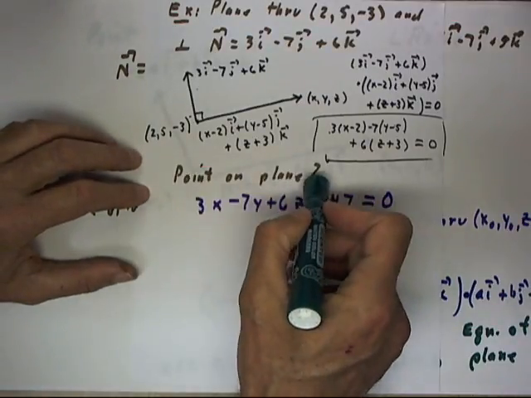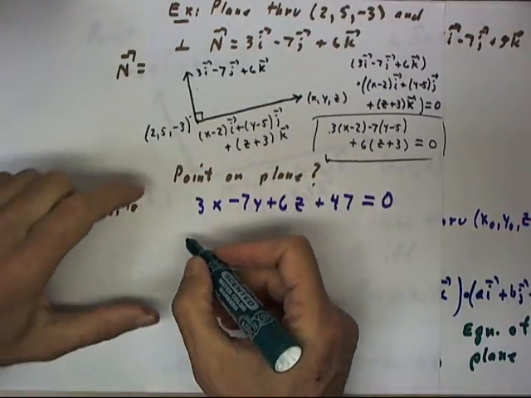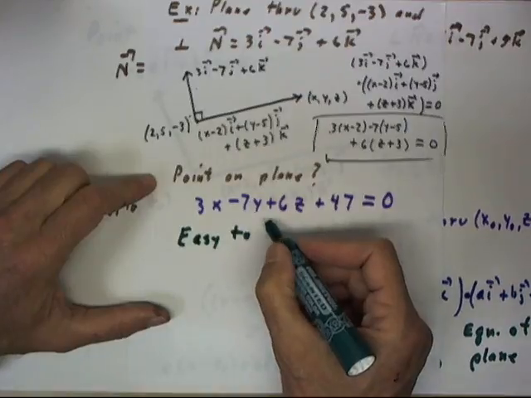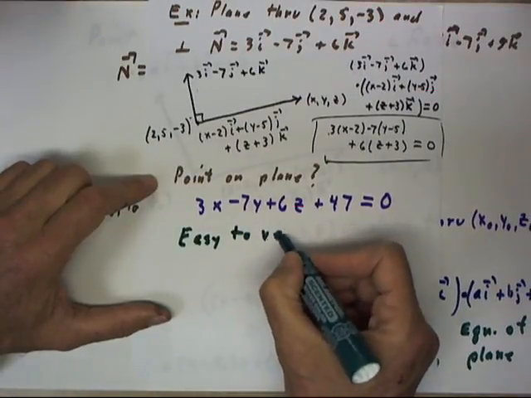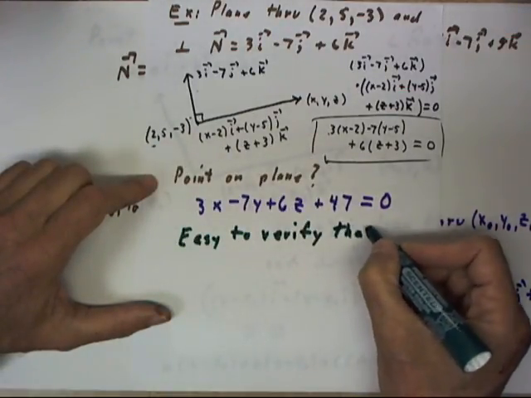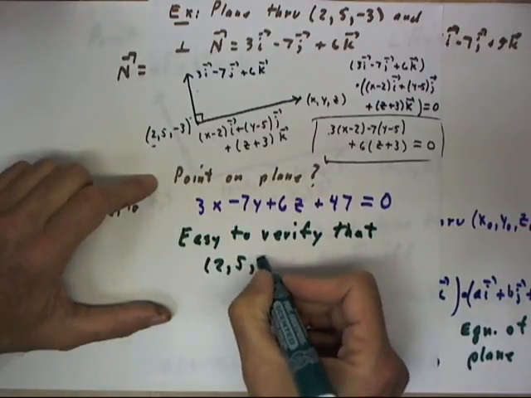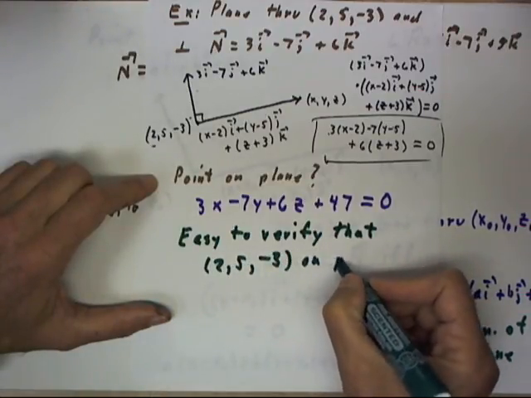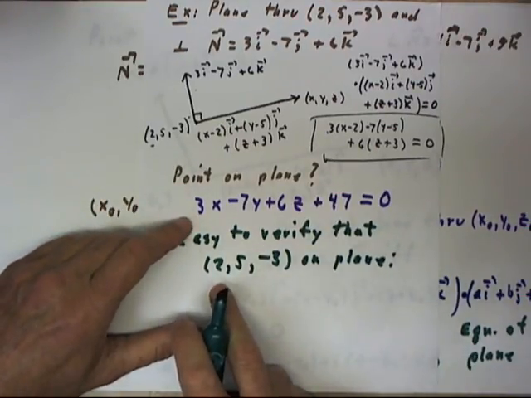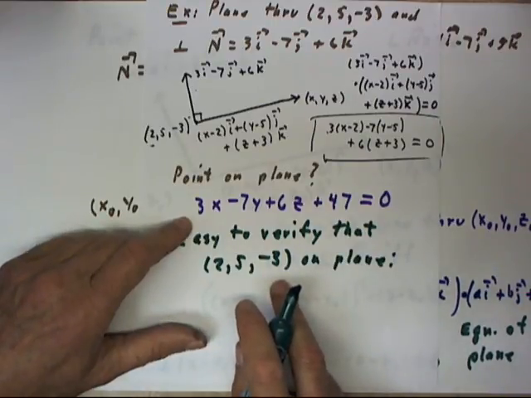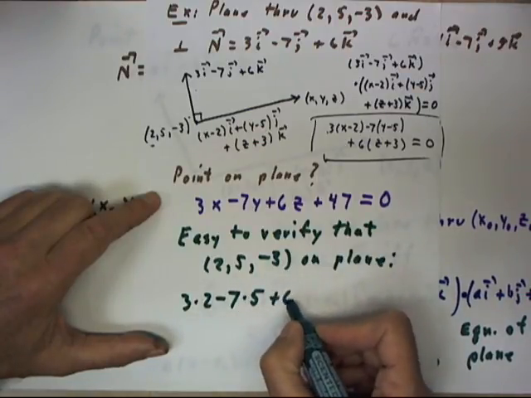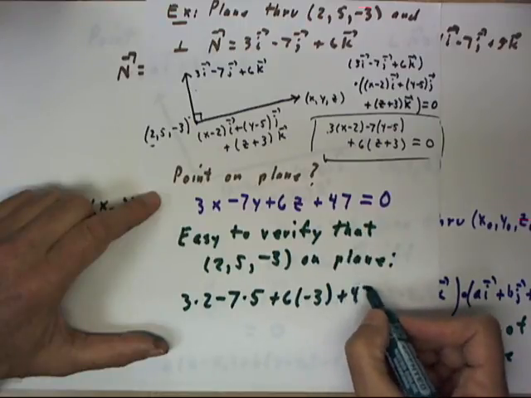We ask, what would be a point on this plane? Well, we can find a point, and actually right now we're going to verify that 2, 5, negative 3 is on the plane. And to do that, we simply plug 2 in for x, 5 for y, and negative 3 for z. We end up with 3 times 2 minus 7 times 5 plus 6 times negative 3 plus 47 equals 0.